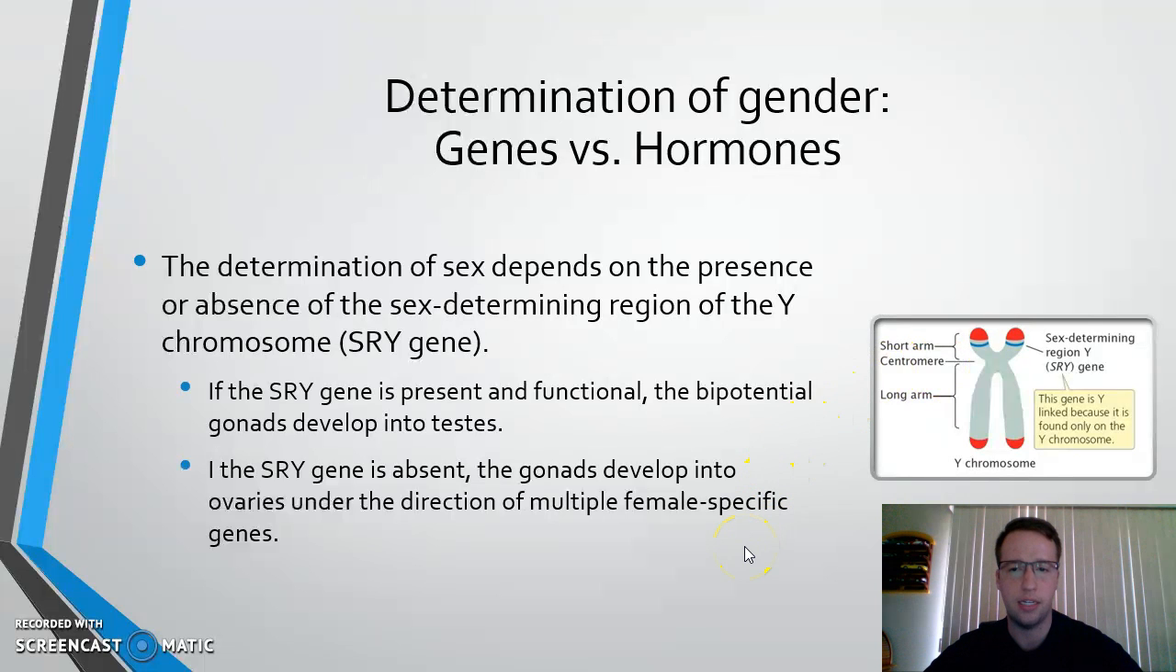If the SRY gene is present and functional, the bipotential gonads will develop into testes. So it will take on more of the male characteristics and become a male. If the SRY gene is absent, the gonads will develop into ovaries, and this will be under the direction and guidance of multiple female-specific genes.